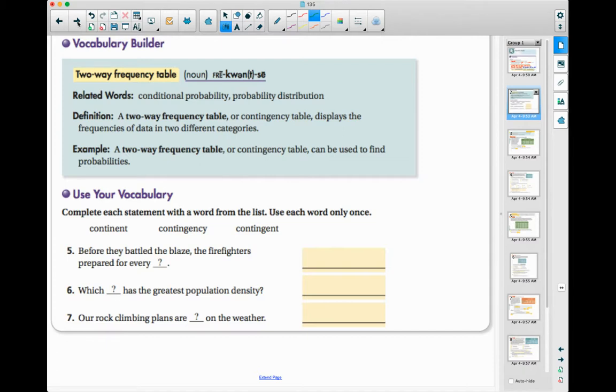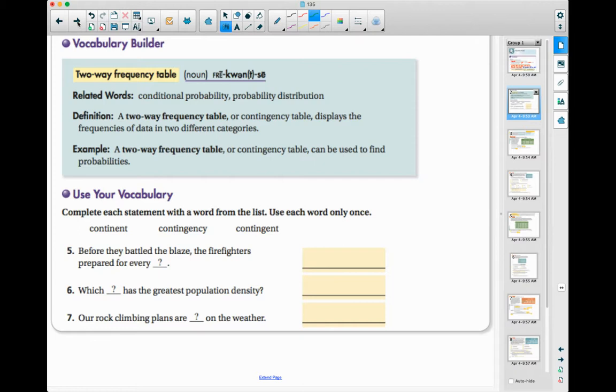All right, two-way frequency table, conditional probability and probability distributions related words. A two-way frequency table or contingency table displays the frequencies of data in two different categories, and it can be used to find probabilities. Complete each statement with the word from the list. Use each word only once.